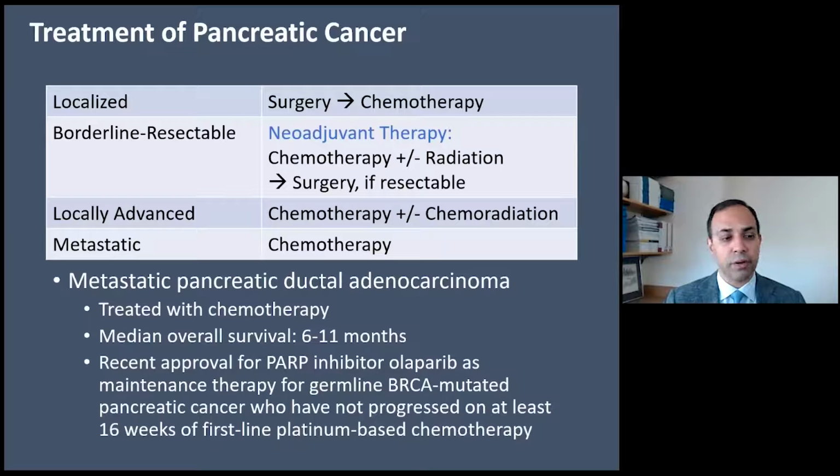Metastatic pancreatic ductal adenocarcinoma is treated primarily with chemotherapy, and the median overall survival for these patients is 6 to 11 months. I did want to highlight that the PARP inhibitor olaparib was recently approved as maintenance therapy for patients with germline BRCA mutations with pancreatic cancer that was treated upfront first line with a platinum-based chemotherapy regimen and whose cancer did not progress on at least 16 weeks of this treatment. This was the first biomarker-driven therapy approved for pancreatic cancer.